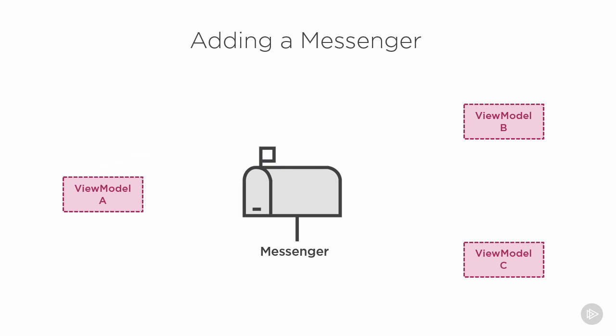View models B and C have, beforehand, said to the messenger that they would be interested in being notified about a certain message coming in. So what the messenger does in response is that it'll broadcast the message to the interested view models. This way, the different view models can communicate without a tight link being created between them. Mission accomplished. The good news is that this concept is natively supported in Xamarin Forms through the Messaging Center.